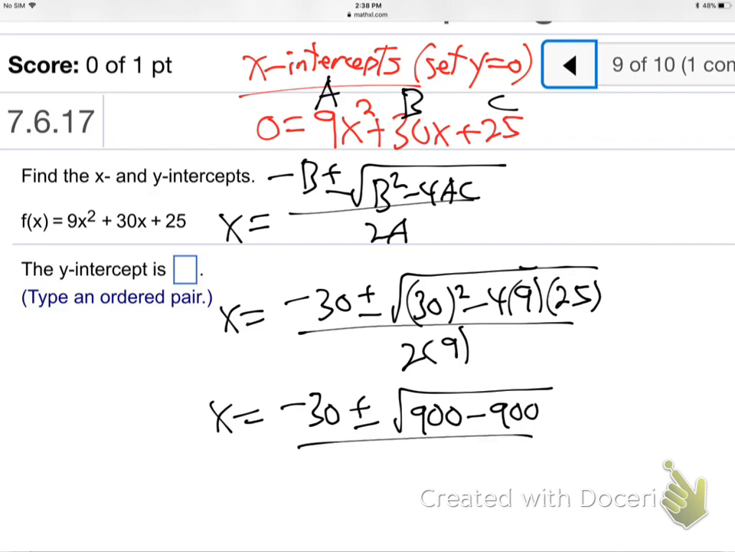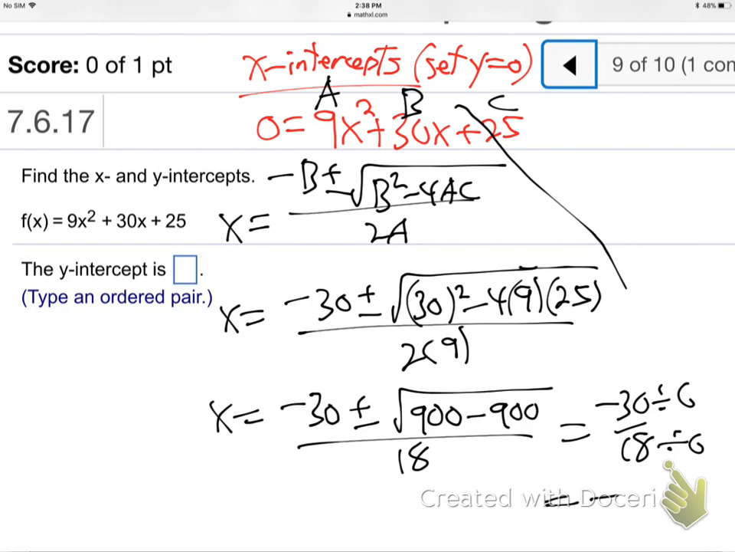Oh, is that 0 in there? Yeah. That's nice. So it's just negative 30 over 18. Divide top and bottom by 6. That gives 5/3. Negative 5/3? X was negative 5/3? Where does that come from? I reduce the fraction.